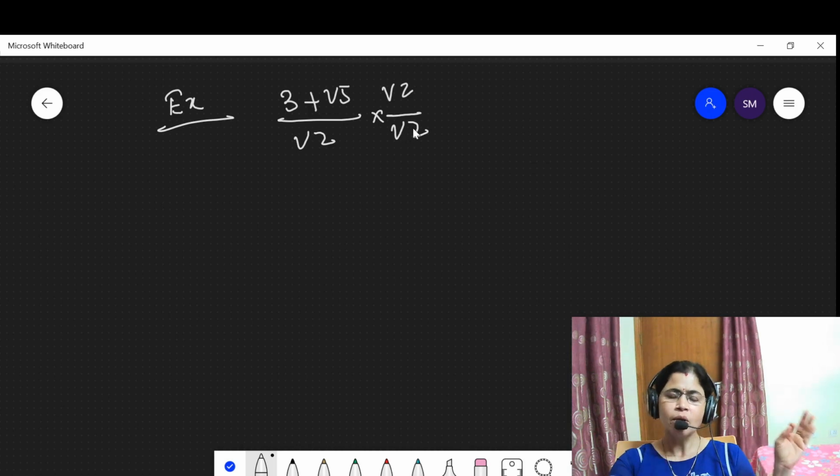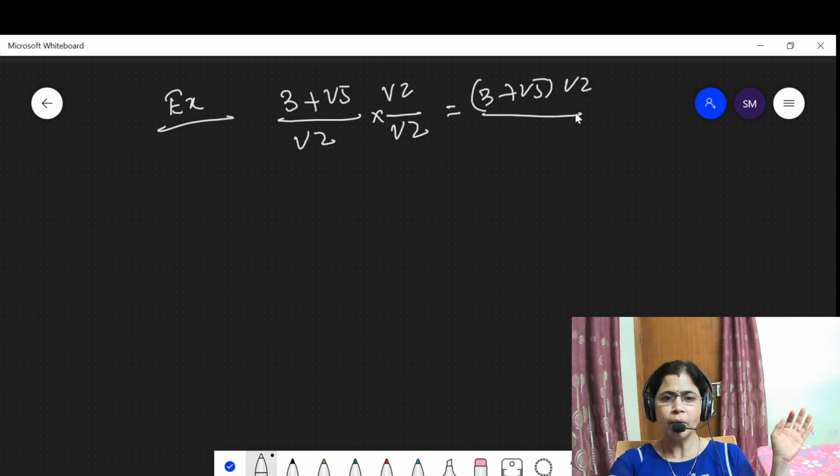Is the value changed? When you multiply the same number in both numerator and denominator, there will be no change of value. Then here, (3 plus root 5) into root 2 upon root 2 into root 2, which is equal to 2. Then 3 root 2 plus root 5 into root 2 is root 10, upon 2. This is the form in which you rationalize the denominator.